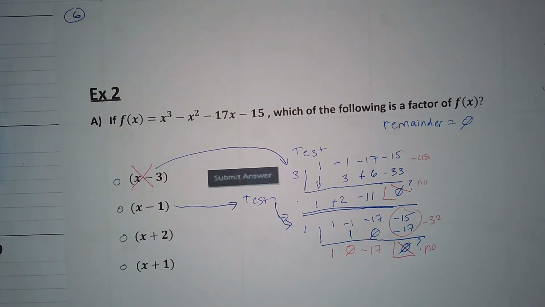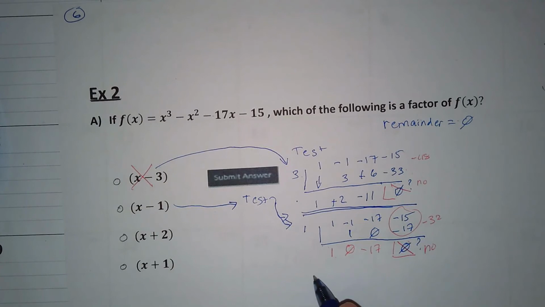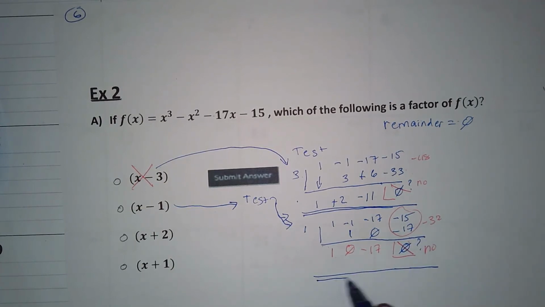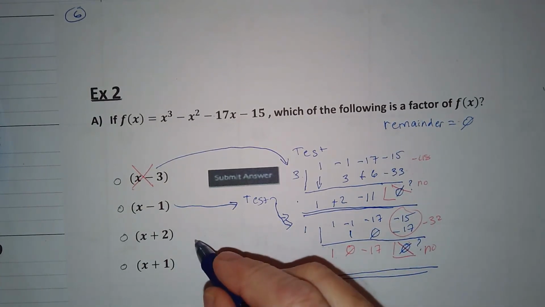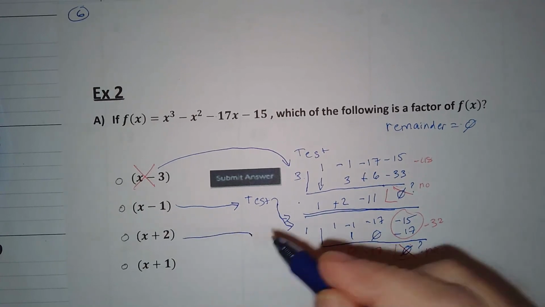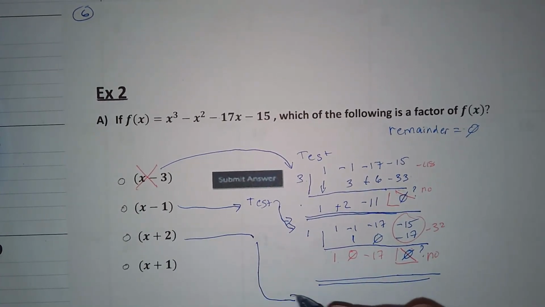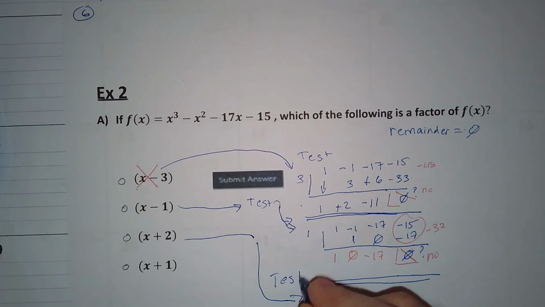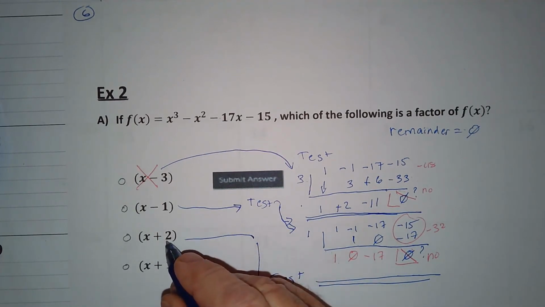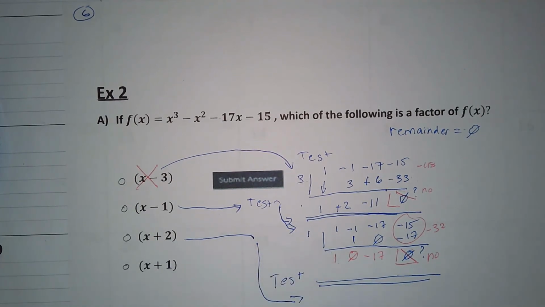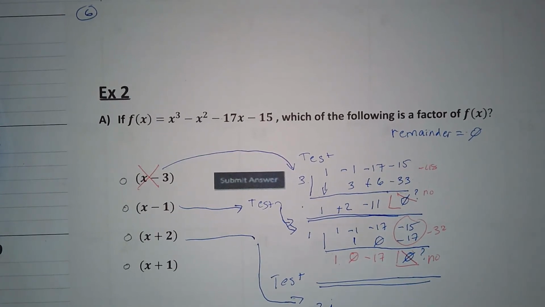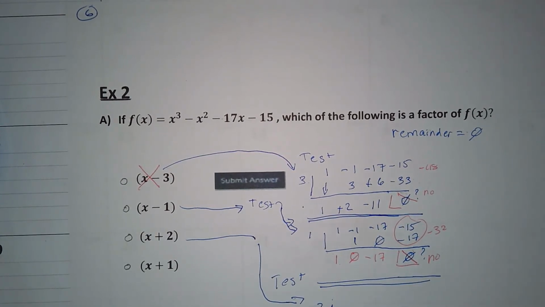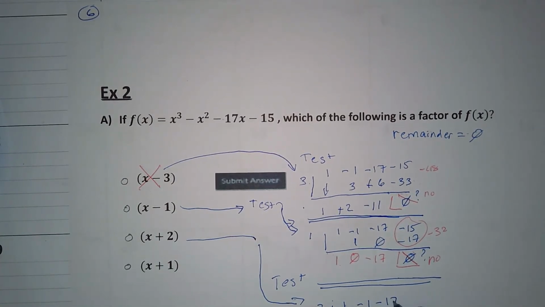All right, let's try x plus 2 then. So I'm going to put a little double line here. And let's do this one down here. Test. So what is my x going to be? It's going to be negative 2. So I'm going to do negative 2 and then divide out again 1, negative 1, negative 17, and negative 15.